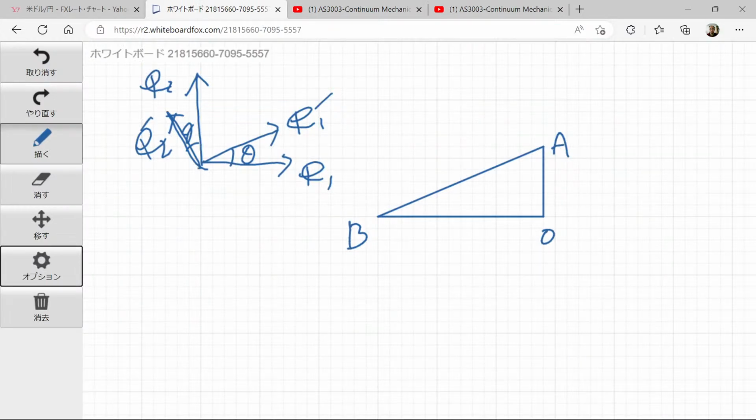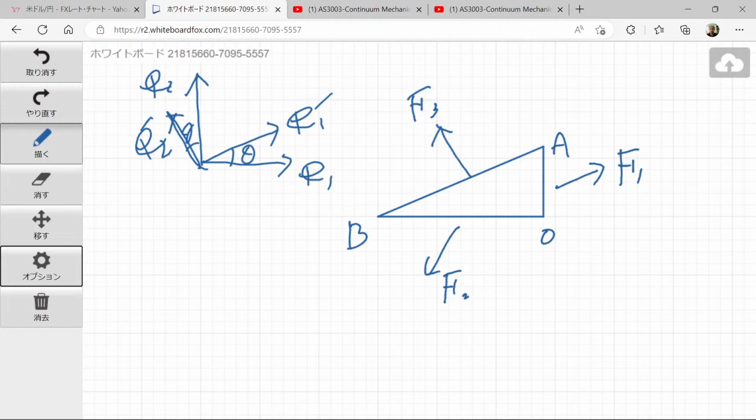Then we have 3 forces. This here, maybe force 1, force 2, and force 3. Then we also have normal vectors. This is like N1, this is N2, and this is N3, right? So then we have the stress tensor.